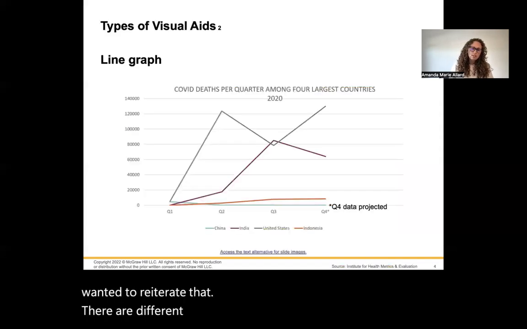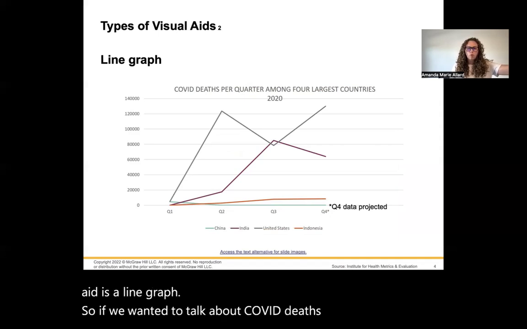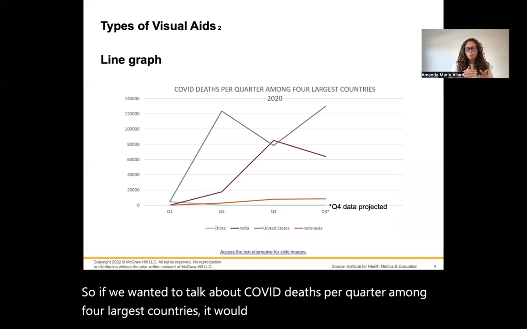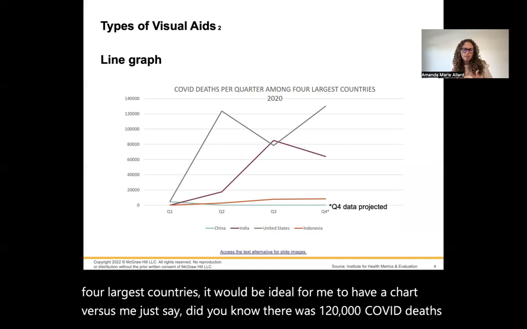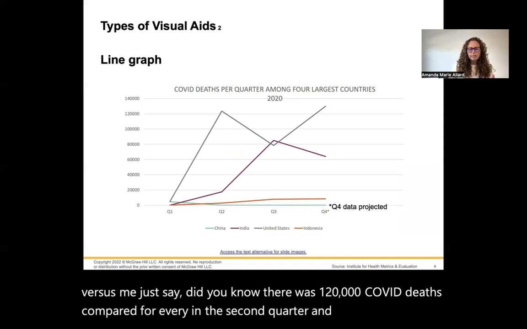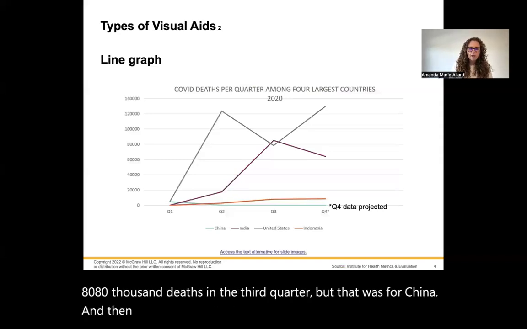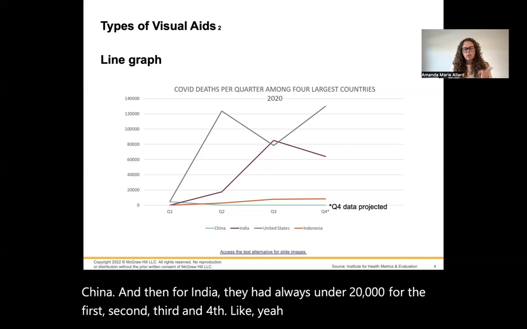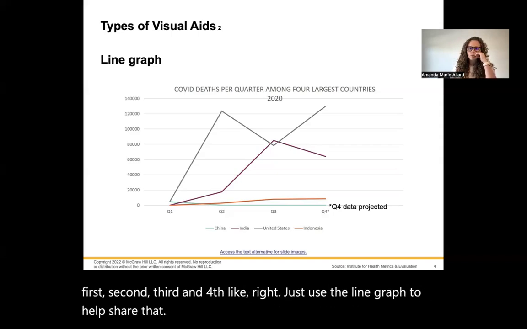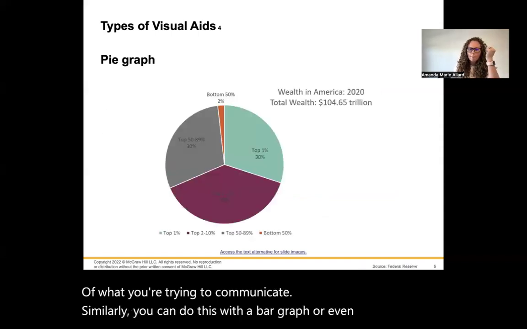There are different types of visual aids. One form of a visual aid is a line graph. So, if we wanted to talk about COVID deaths per quarter among the 4 largest countries, it would be ideal for me to have a chart versus me just saying, did you know there were 120,000 COVID deaths in the second quarter, and then there were 80,000 deaths in the third quarter, but that was for China. And then for India, they had always under 20,000 for the first, second, third, and fourth, right? Just use the line graph to help share that image of what you're trying to communicate. Similarly, you can do this with a bar graph or even with a pie chart.